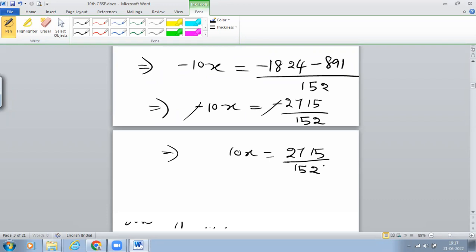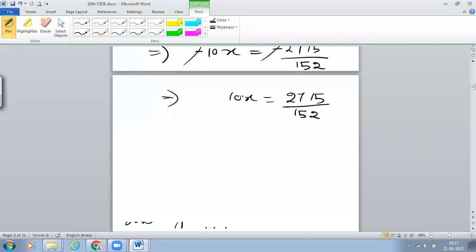Now we have to find the value of x, so we have to take this 10, which is in multiplication, to the right hand side. What will happen is x is equal to 2715 divided by, this 10 which is in multiplication taken to the right hand side becomes division. Already 152 is there in the division. So 10 into 152. Now we can simplify this because this 10 and 2715 have 5 as their common factor. We can cancel it by using the 5 table.